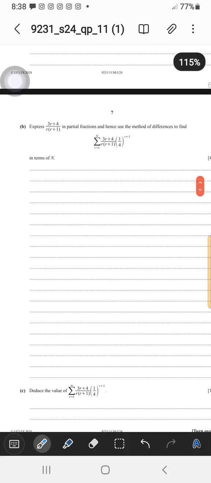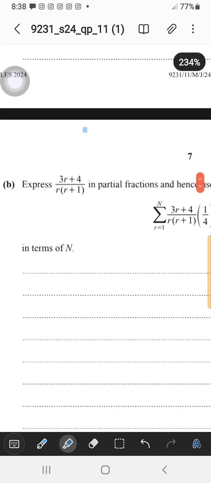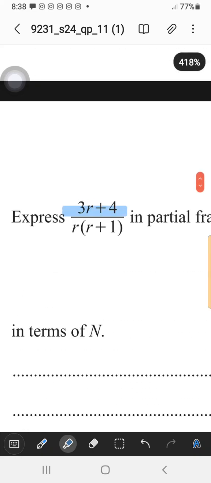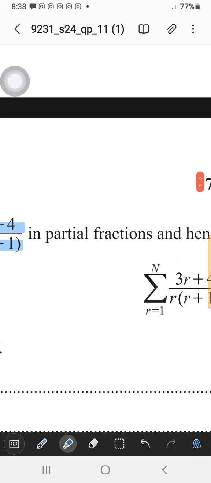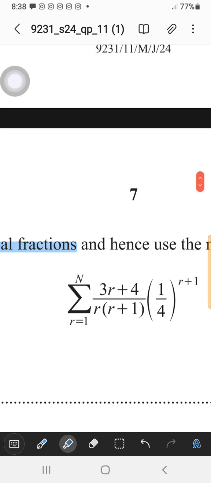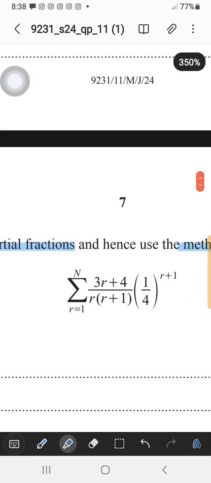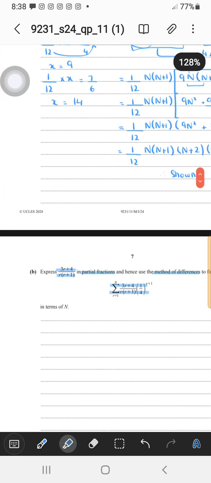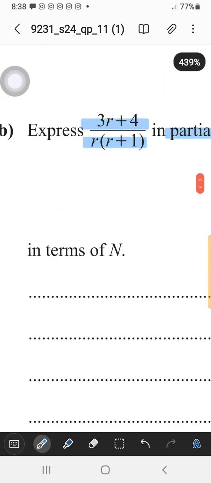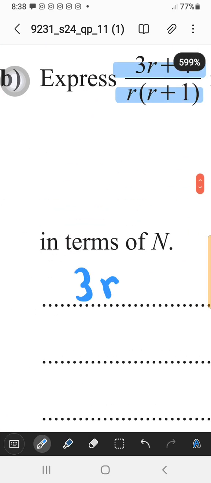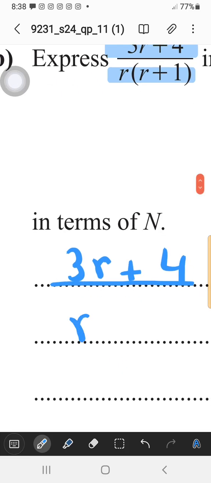So what we were doing: express 3r plus 4, this is the second part of the question. Express 3r plus 4 upon r plus 1 in partial fractions, and hence use the method of differences to find this. Okay, our first target is to do partial fractions. So this is 3r plus 4 upon r plus 1.